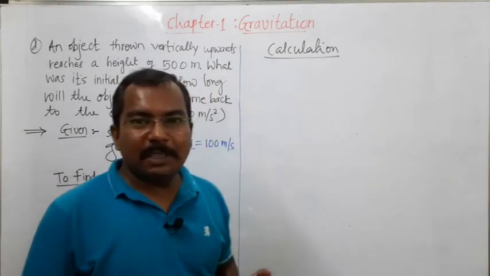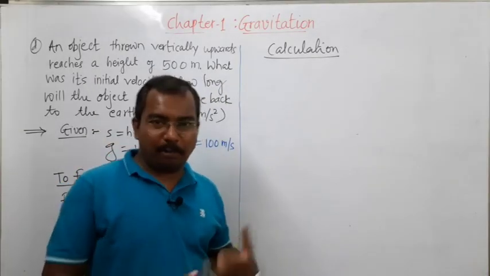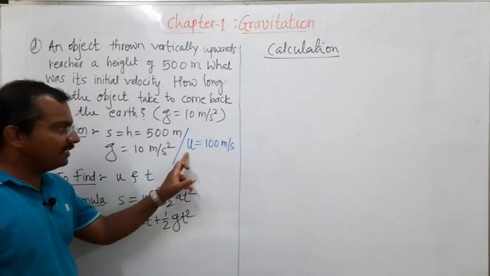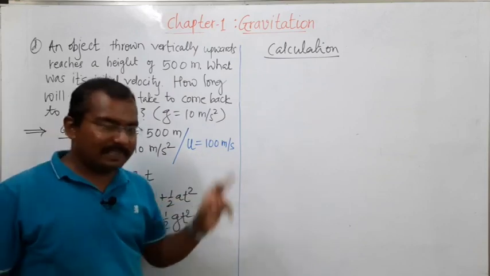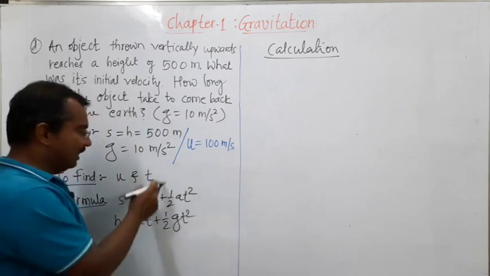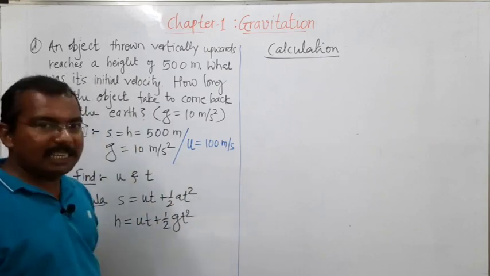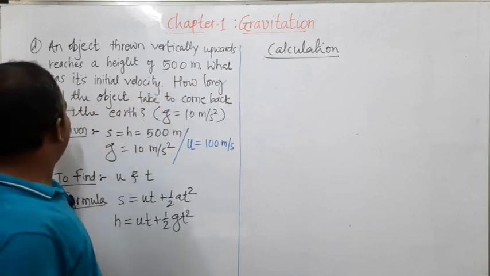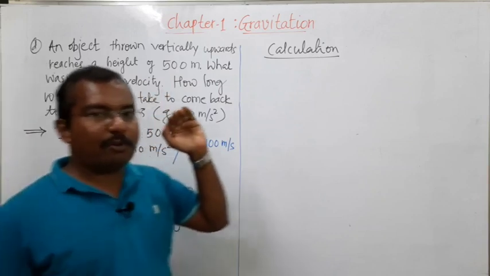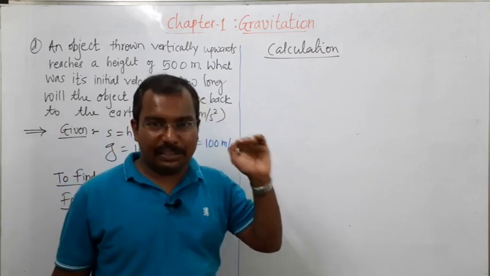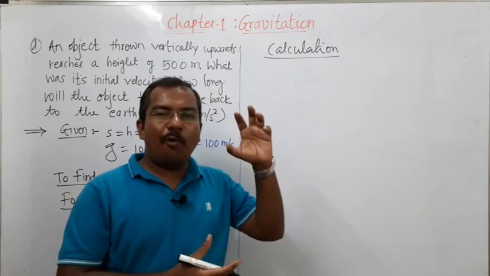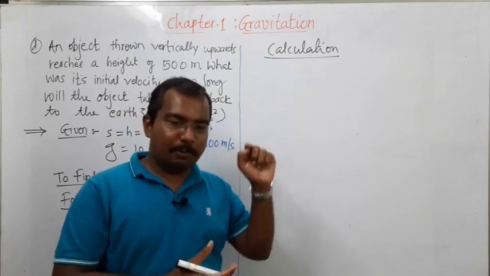Now second part of this problem. We have calculated the value of u. I have written u is equal to 100 meter per second. It is time to calculate the value of t. t is what? How long will the object take to come back to the earth from the given height, that is 500 meters? How much time will it take to reach the earth?